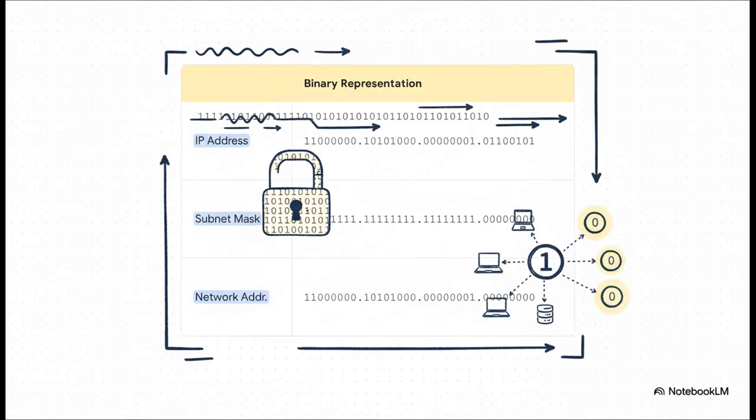Now, to really see how this works, we have to look under the hood at how computers think, which is in binary with just ones and zeros. See, the subnet mask is just another string of binary numbers. It uses all those ones to mask or lock in the network part of the IP address. Then all the remaining zeros in the mask leave the rest of the address wide open to be assigned to individual devices. Simple as that.